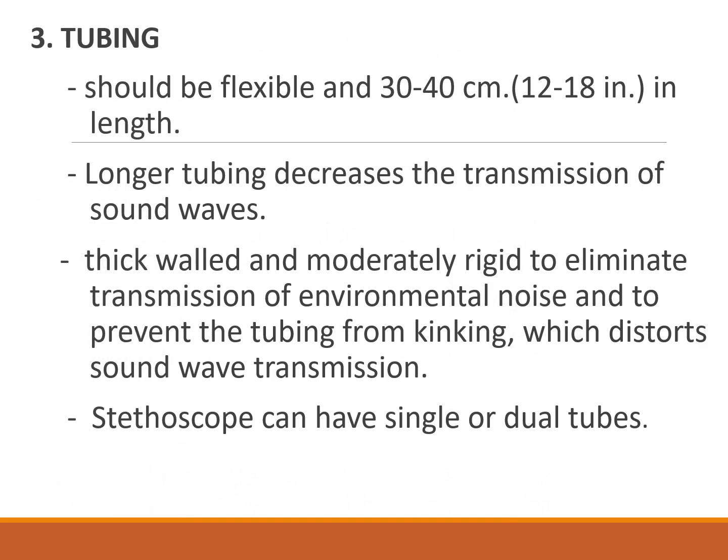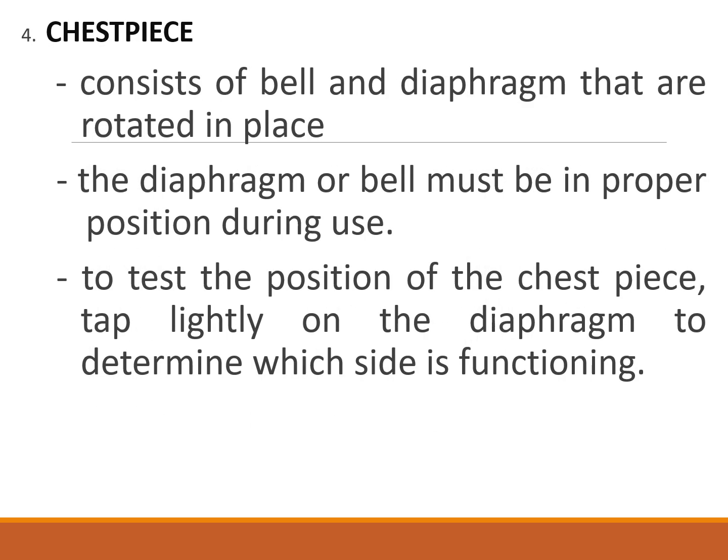The tubing is flexible and is 12 to 18 inches in length. Longer tubing decreases the transmission of sound waves. Thick-walled and moderately rigid tubing eliminates transmission of environmental noise and prevents the tubing from kinking, which distorts sound wave transmission. Stethoscopes have single or dual tubes. The chest piece consists of a bell and a diaphragm that you can rotate into position. The diaphragm or bell needs to be in proper position during use to hear sounds through the stethoscope.